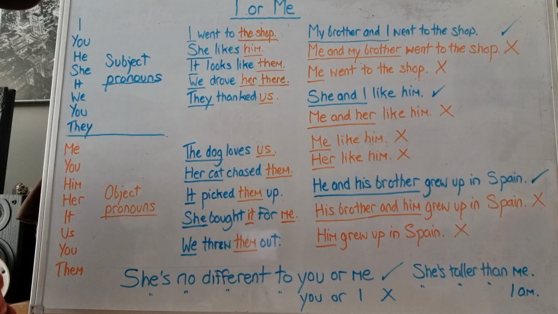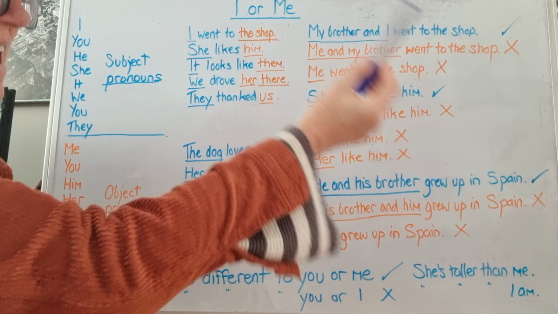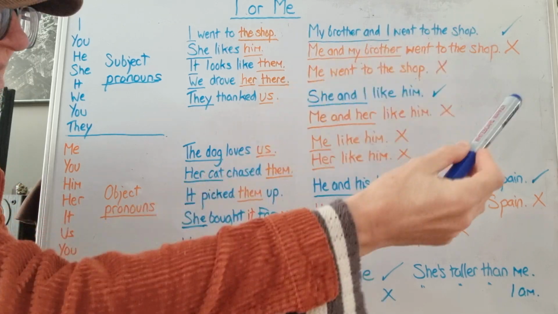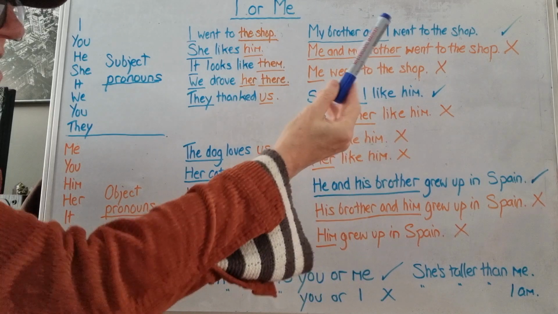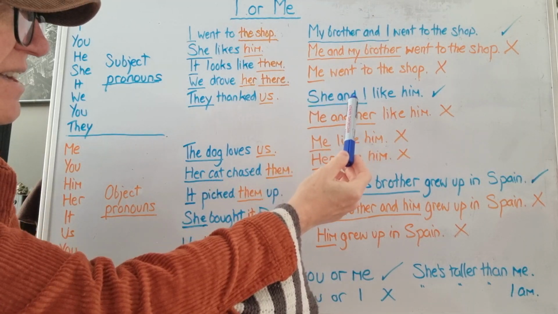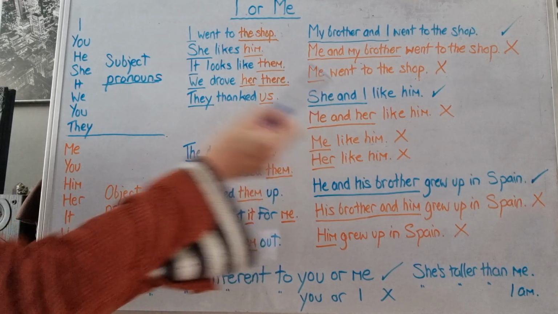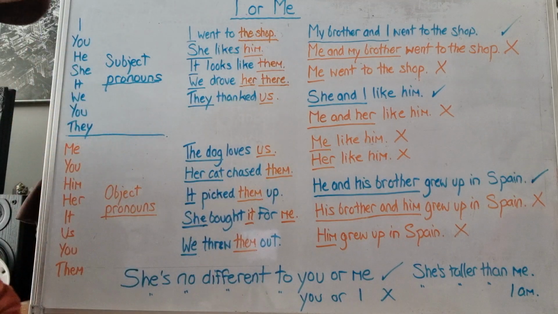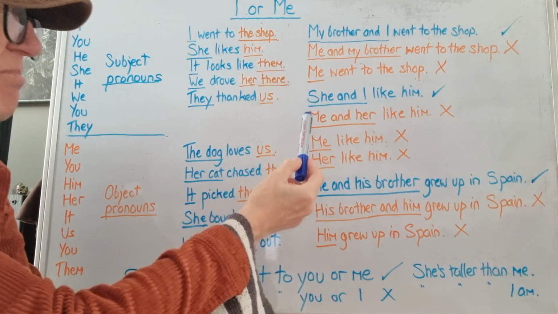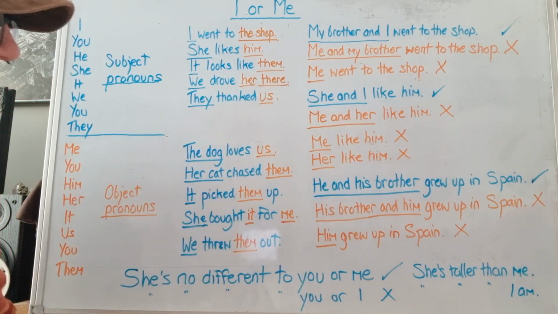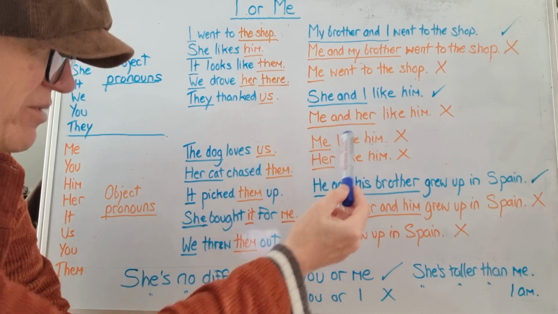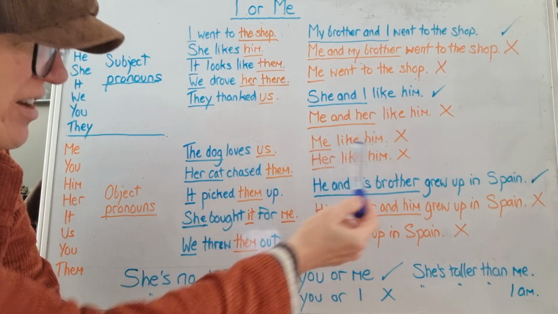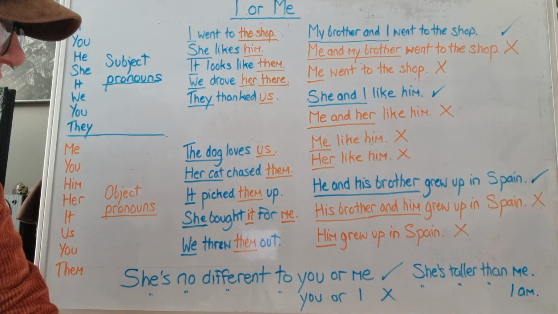You don't put the object pronoun before the verb. It's ridiculous. Okay, so that's why that's correct, because you could say I went to the shop, my brother and I went to the shop, but me and my brother went to the shop. Me went to the shop? No, ridiculous. Again, she and I like him. Correct, because she and I are subject pronouns. Me and her like him. People will say that, you know, me and her like him. Take out the other one. You've got two here. Me like him, her like him. Ridiculous. So that's how you know this is wrong.